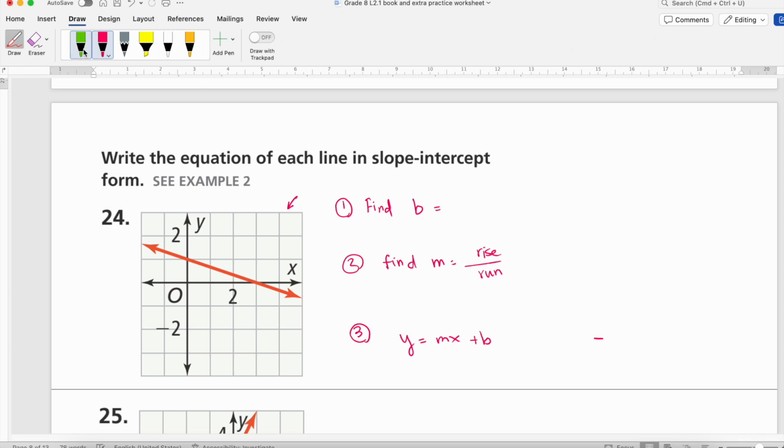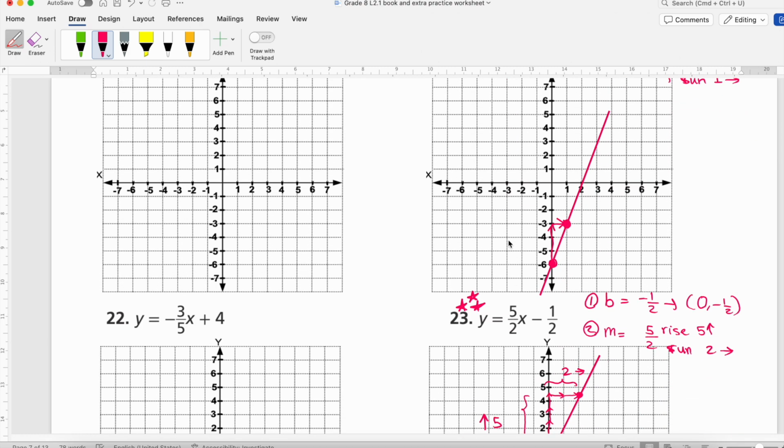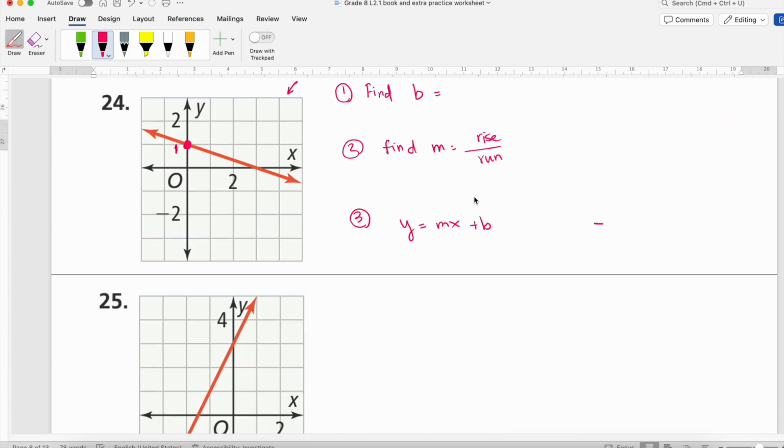Let's see, finding b is basically where my line is crossing the y-axis. This is the y-axis. When is it gonna cross the y-axis? It will cross it here. So I'll look for this number. The value here, where my line is meeting the y-axis, is basically number 1. So b equals 1.